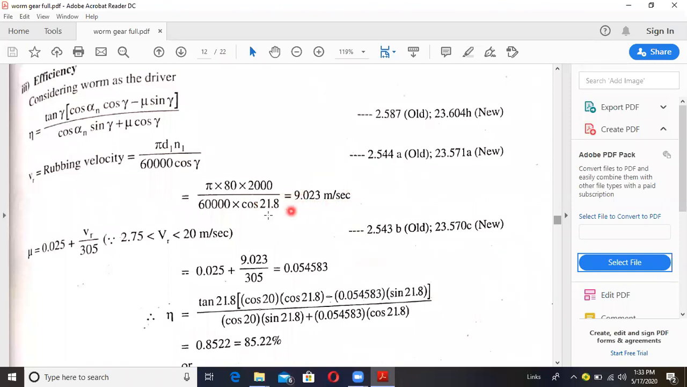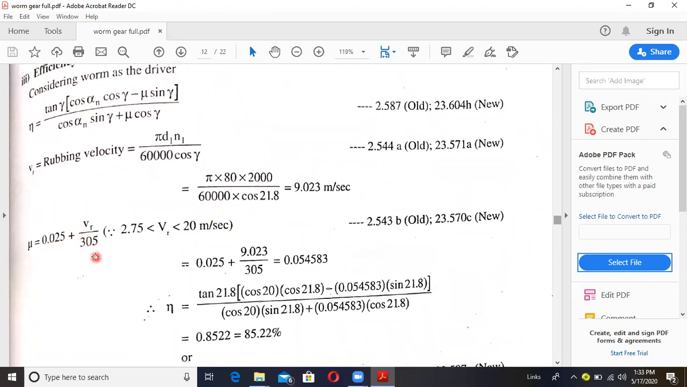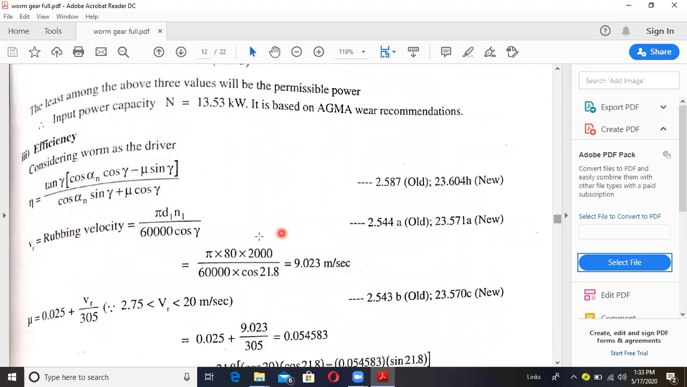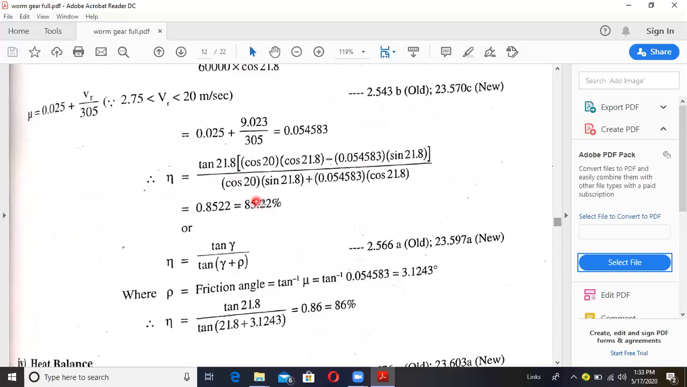Now this rubbing velocity is less than 20 and greater than 2.75. Therefore, mu is equal to 0.025 plus VR divided by 300. Again, there are two formulas to calculate mu based upon the rubbing velocity. Now substitute VR, then calculate mu. Then we will get mu is equal to 0.054583. Now substitute this mu in the efficiency formula. Substitute gamma, alpha and mu, everything. Then we will get efficiency is equal to 85.22%.